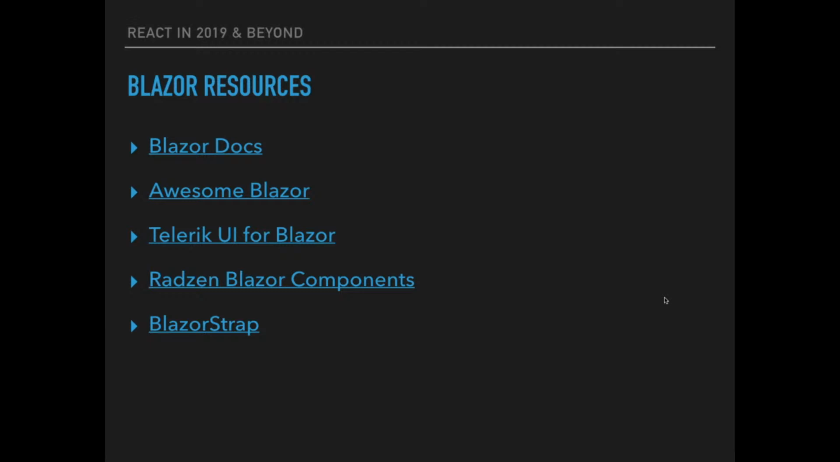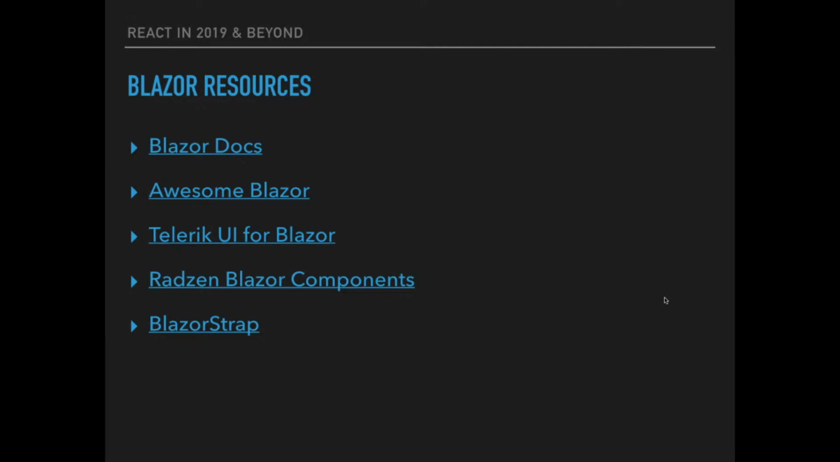All right. And then the Blazor resources. Again, the official docs are really good. Microsoft always has great documentation. Awesome Blazor is a cool repo that just has links to awesome Blazor stuff, and that's actually where I've gone to find out what other libraries or different things are available to work with Blazor right now.